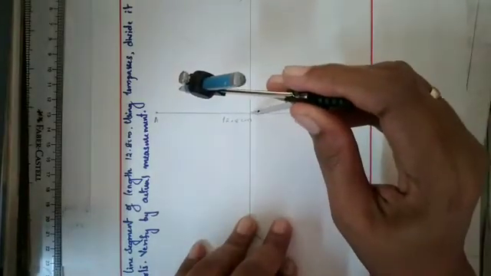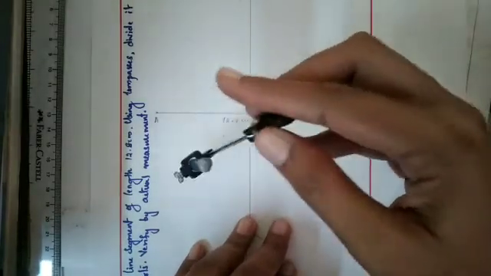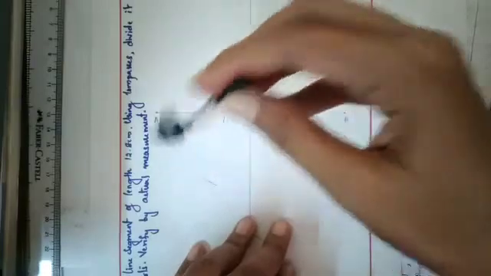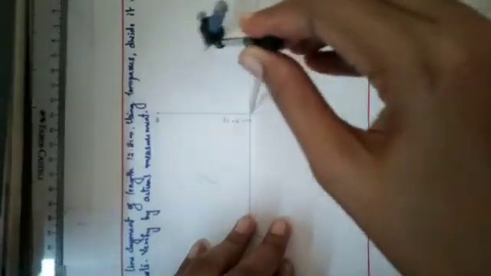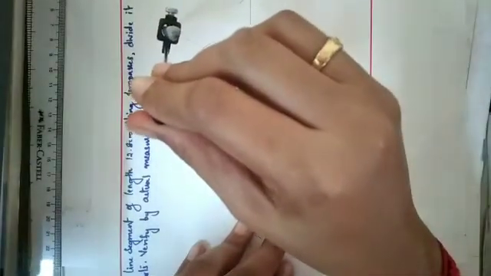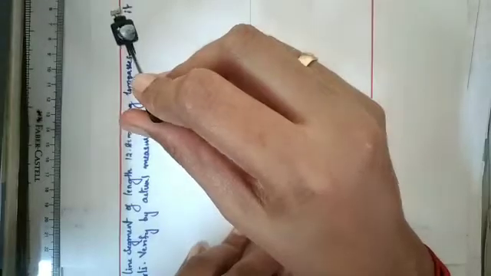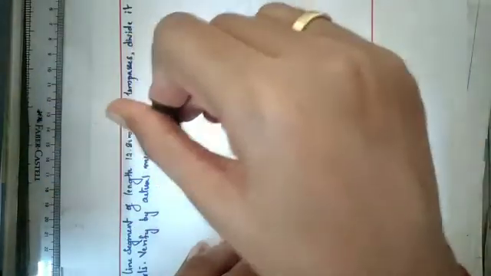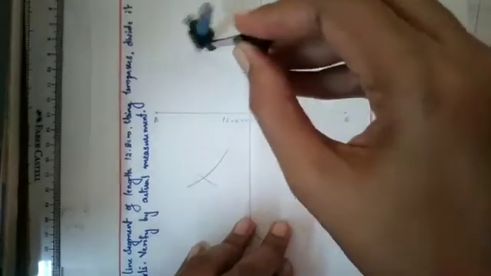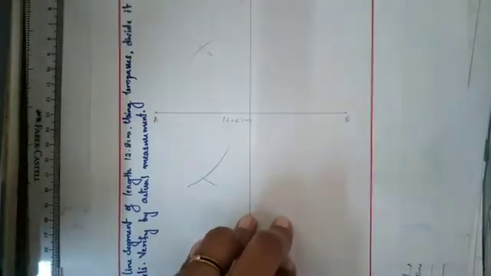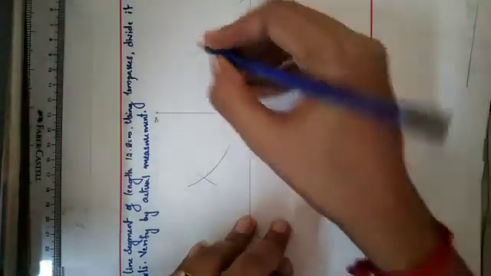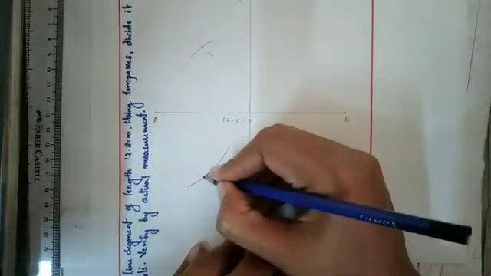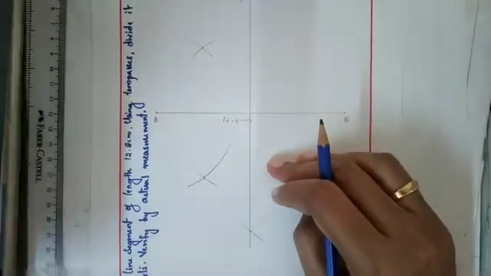Then next, place the compass needle at the next end. Draw another arc. Draw another arc. Then join that point of intersection using the scale.